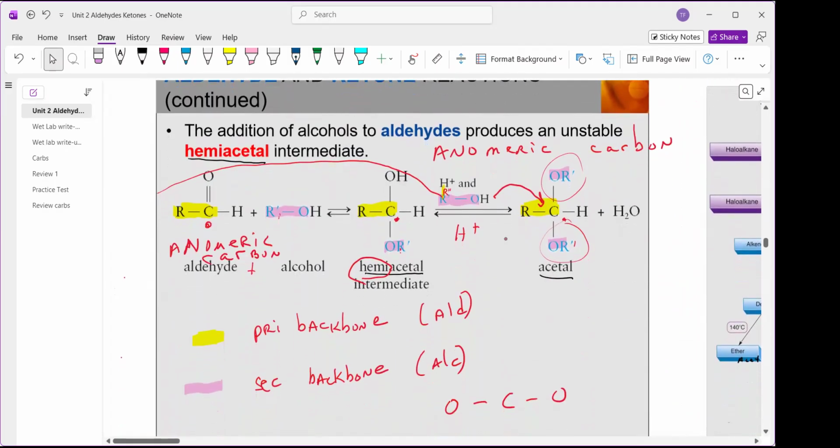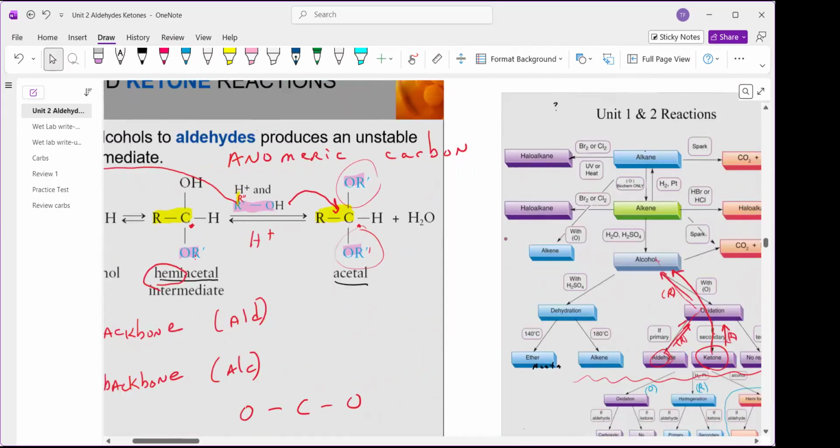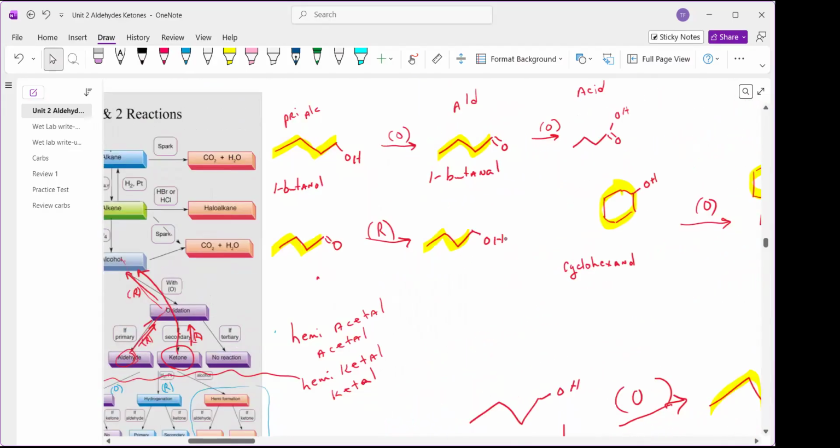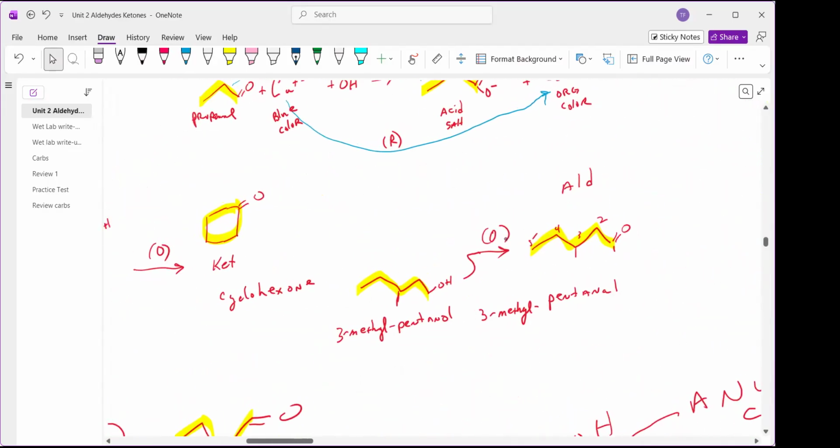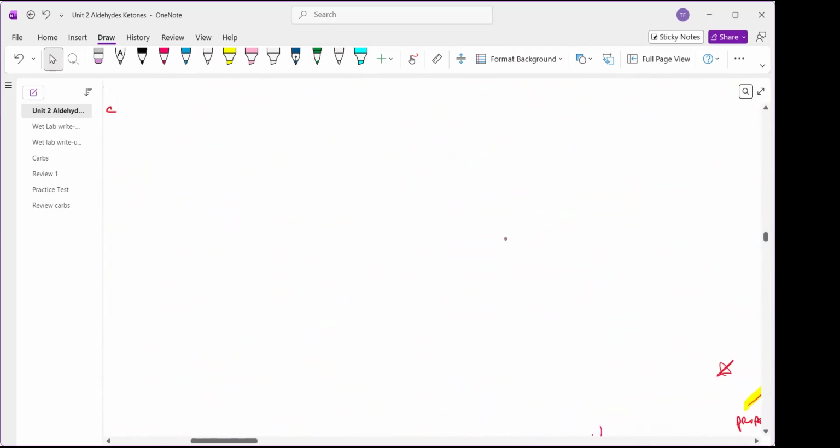Okay, this is the tricky part of this unit. What happens when you mix an aldehyde and an alcohol together? Something happens. What happens when you mix a ketone and an alcohol together? Something happens. They're called all these examples I have. So you're going to have four of these forms.